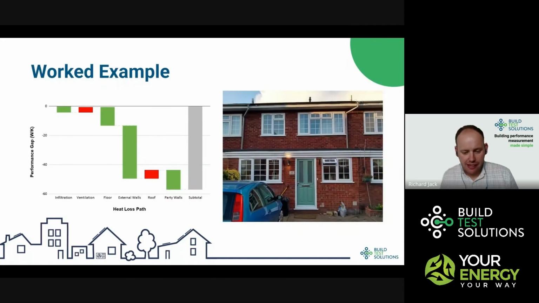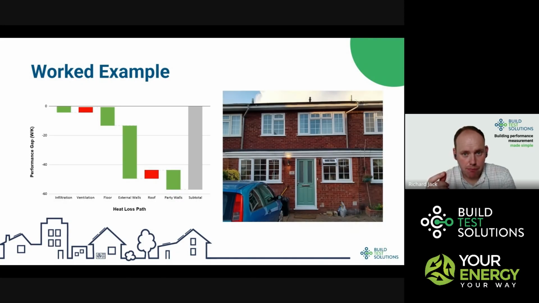So here's a worked example of a fairly standard looking mid-terraced house. And here I've got the difference between the predicted heat loss and the measured heat loss. And I've used these bit by bit measurements to define where the differences come from. So the right-hand side marked subtotal is the performance gap, the total difference between predicted and measured heat loss. And you can see that our bit by bit measurements, I call them diagnostic measurements, are telling me where the difference is. So I've got much less heat loss in this building than I predicted.